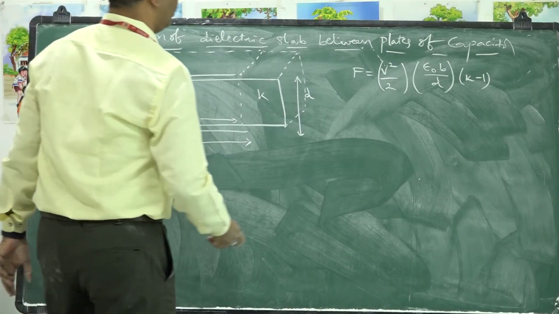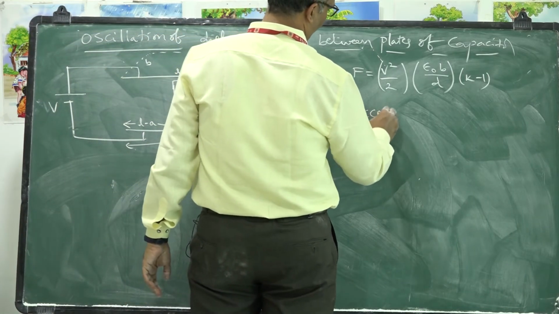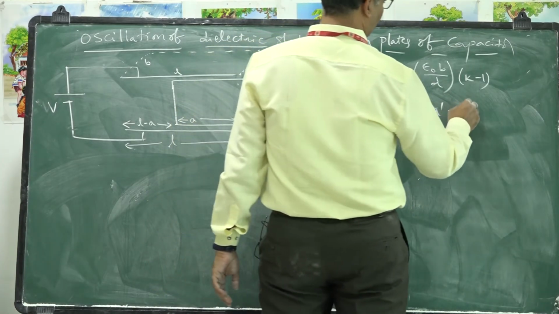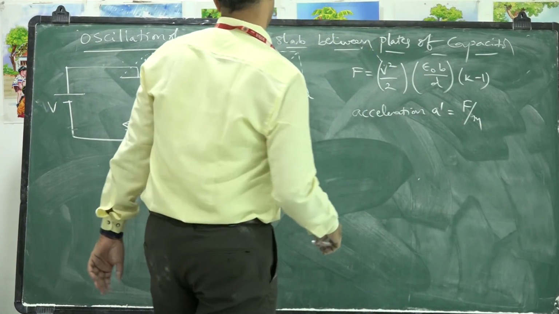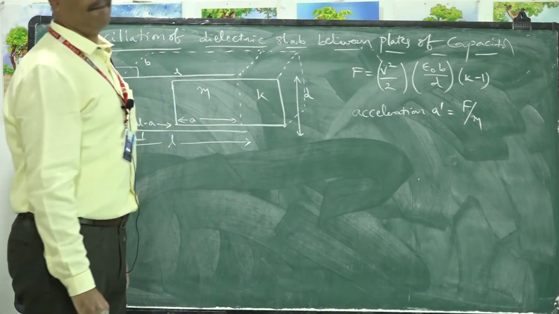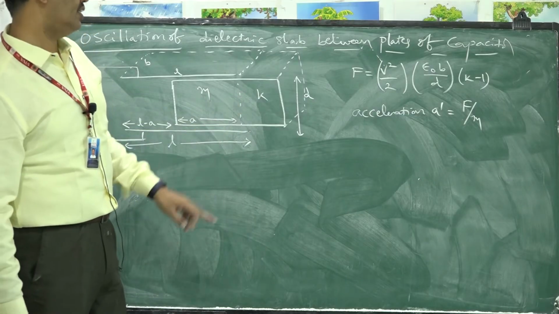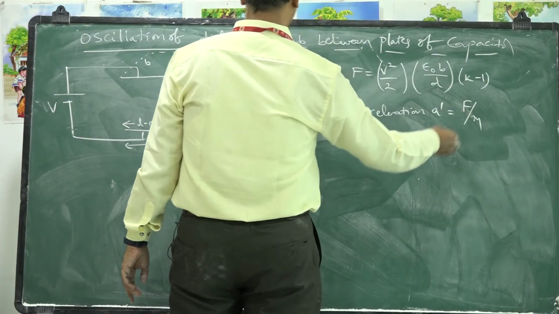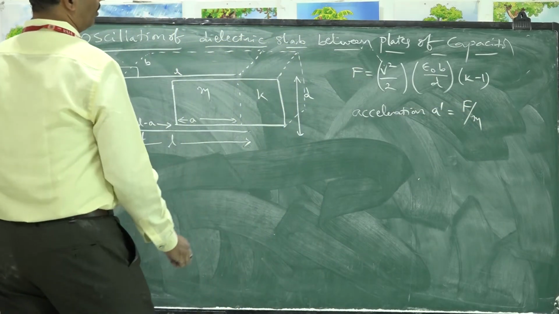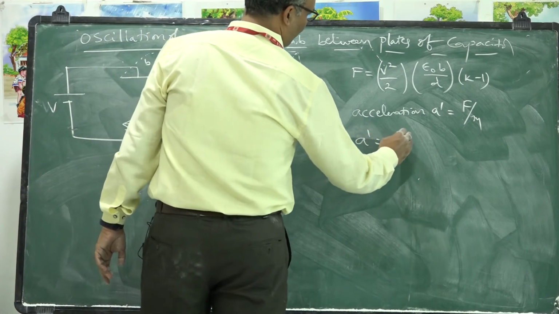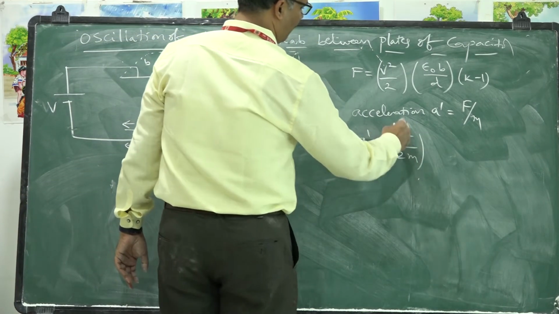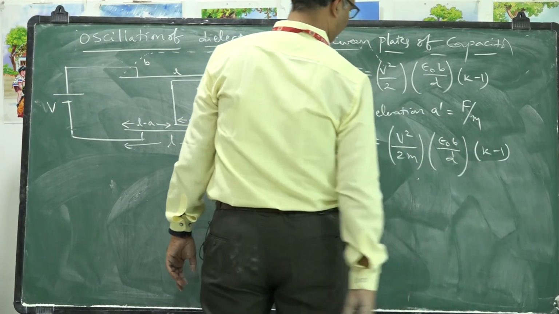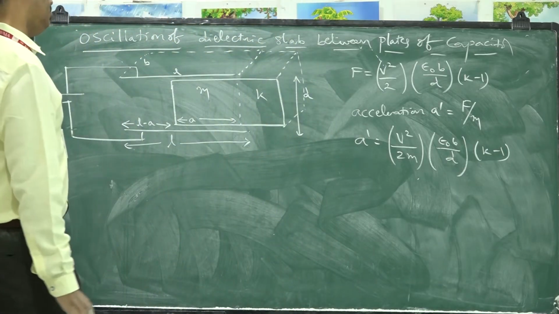You know that acceleration, a dash let me take, is nothing but force by mass, where m is the mass of the dielectric slab which is going to do oscillations here. If I want to calculate acceleration, I should divide force by mass. So clearly, acceleration is given by V square by 2m into epsilon naught b by d into k minus 1.